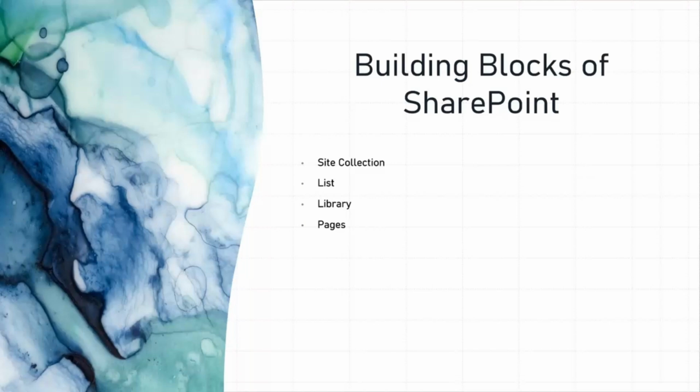In the previous video, we understood what is SharePoint, where we have to use SharePoint and why we have to use SharePoint. In today's video, we will learn about the building blocks of SharePoint. There are four basic elements of SharePoint, which are site collection, list, library and pages. Let's understand them one by one.